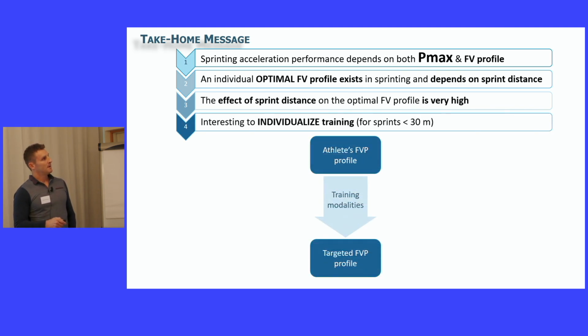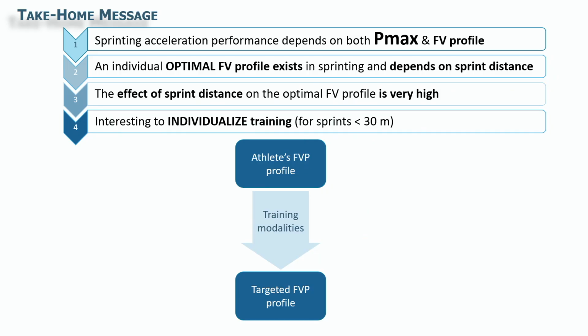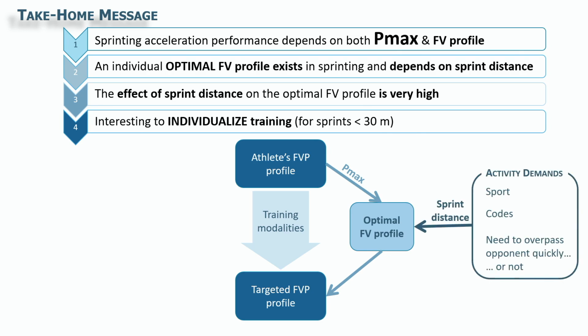And maybe with this figure, we can sum things up: to choose the good training modalities, you have to know the athlete's force-velocity profile. You have to decide and choose what is the good target of the force-velocity profile. The optimal profile is one tool to help you define this target. This optimal profile depends on the athlete's profile because it depends on maximal power, so it is individual. And most of all, it depends on activity demands, and notably on sprint distance regarding sport codes.